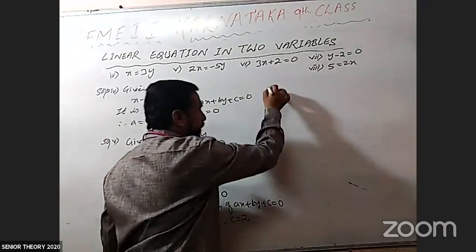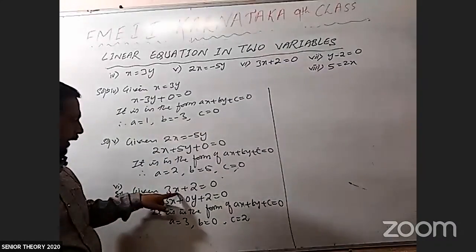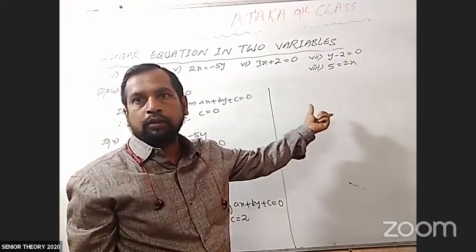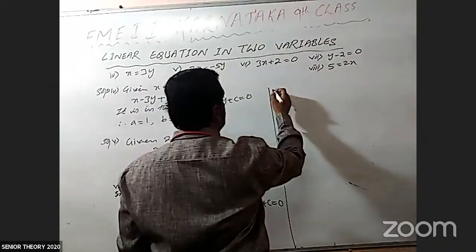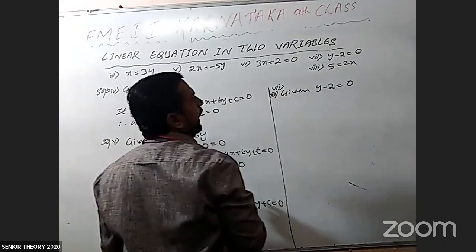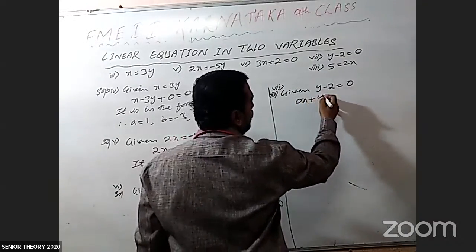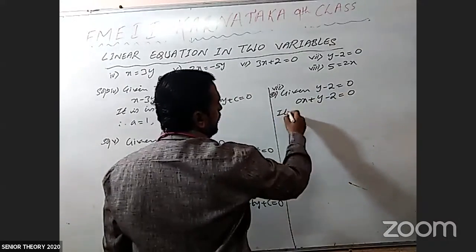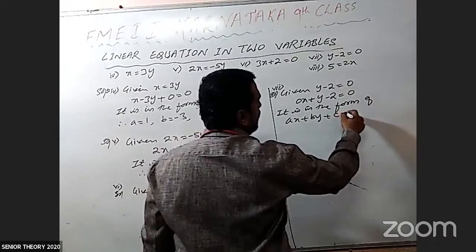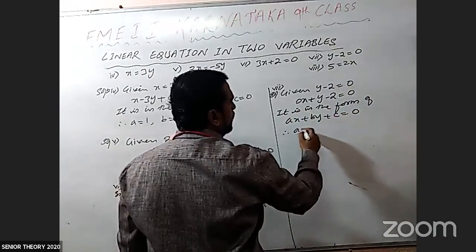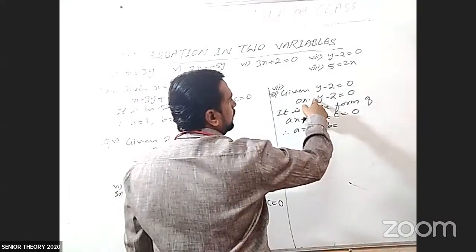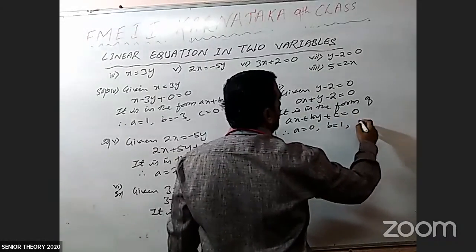Similarly, in question number 7 also only one variable is given. Here only one variable y is given, so you take another variable x along with 0. Number 7, given equation is y minus 2 equal to 0. So we will take x with 0: 0x plus y minus 2 equal to 0. It is in the form of ax plus by plus c equal to 0. Therefore, the value of a is 0, and value of b is 1. If there is no coefficient, it means 1 is always the coefficient, and value of c is minus 2.